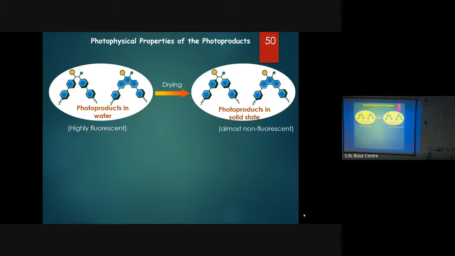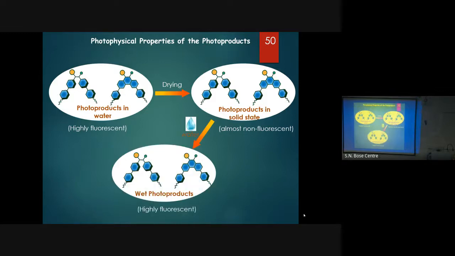But if you dry them, what happens? It actually has a very strong quenching in the solid state. If you add the water again, you can get it back. So the photoproducts are luminescent because of this molecule, which is more like a planar chromophore. The planar chromophore, when you are drying, looks like in the dry state it is undergoing a concentration phase.